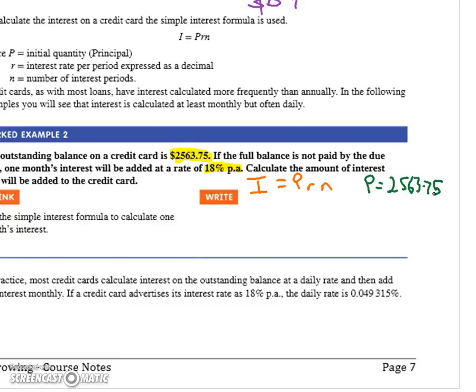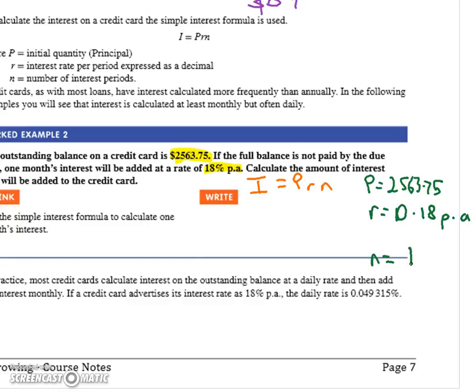Okay, so that's P. What's your R? 0.18, all right, I'm going to write that down. Okay, what's N? So what's our interest periods? How many periods? Think about what the question's asking you to do. How many months? So what's our N?